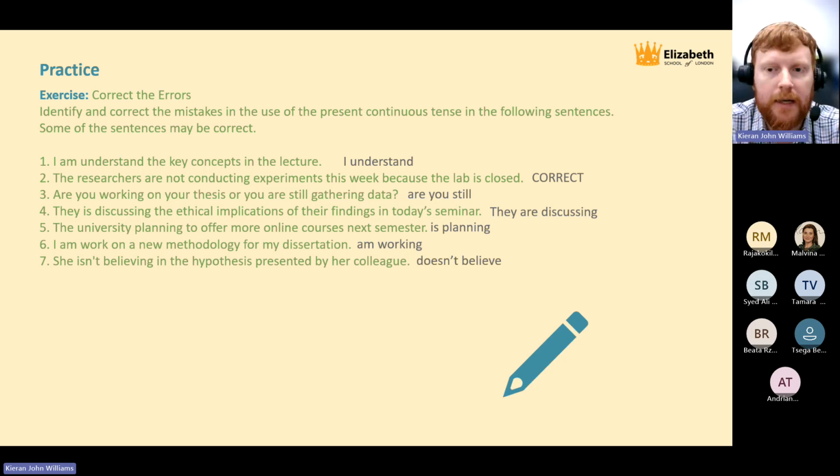Okay. Number five. Yes or no? Yes, it's correct. Oh, we got a difference of opinion here. So, the University is planning. There we go. Very good. So it's continuous, so we need the verb to be. So I am, he, she, it is, or we, they, you are planning.